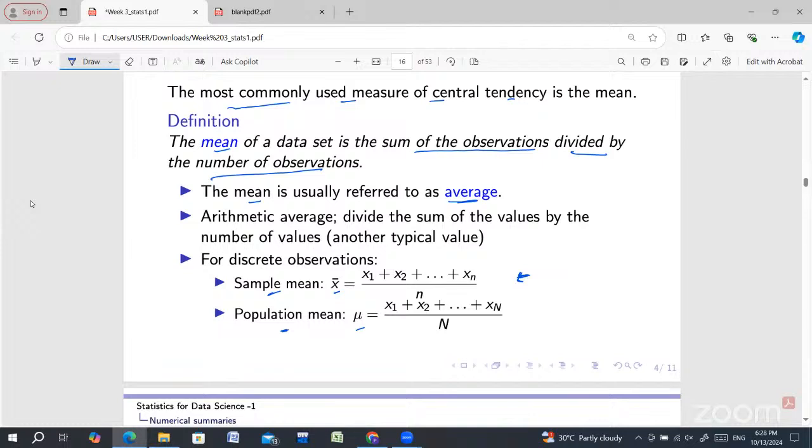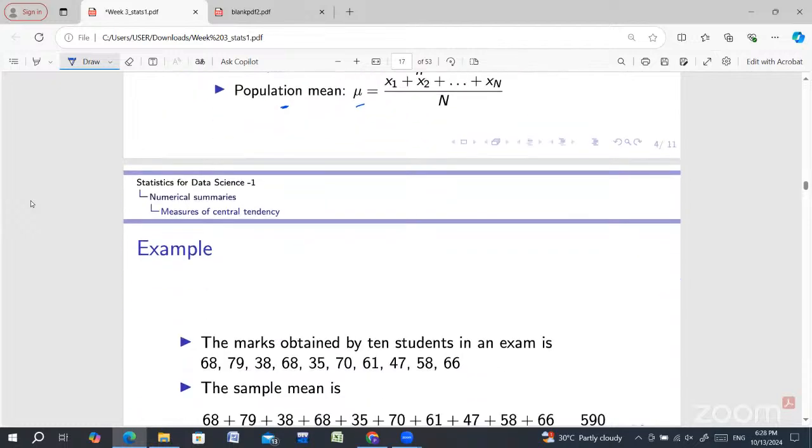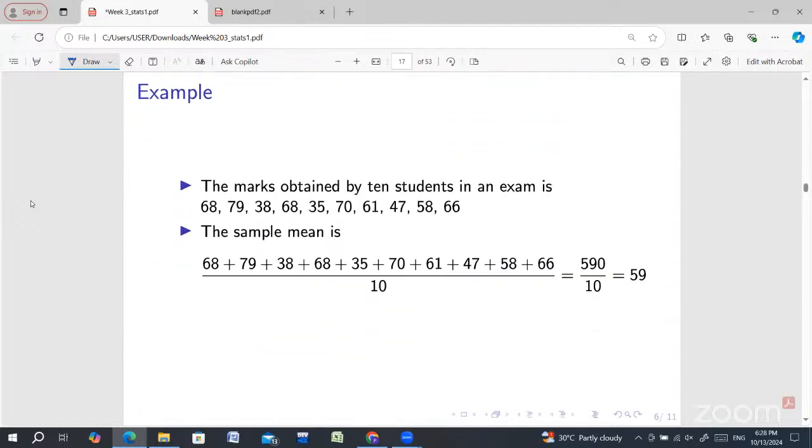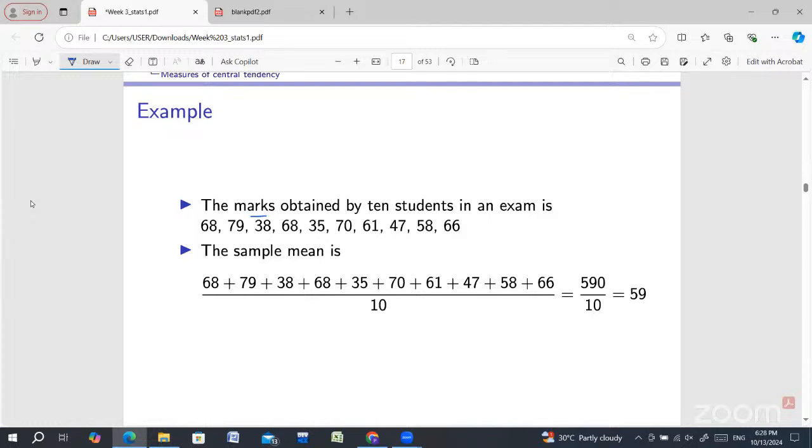Okay. So now let's see some examples. Suppose this is your example in which marks obtained by 10 students in an exam are given. You have to find the sample mean. So what you do, you add all the values and then divide by the number of observations. 10 observations are there, so we divide by 10. So it will be 590 divided by 10, which is equal to 59. So 59 is the mean for the data.